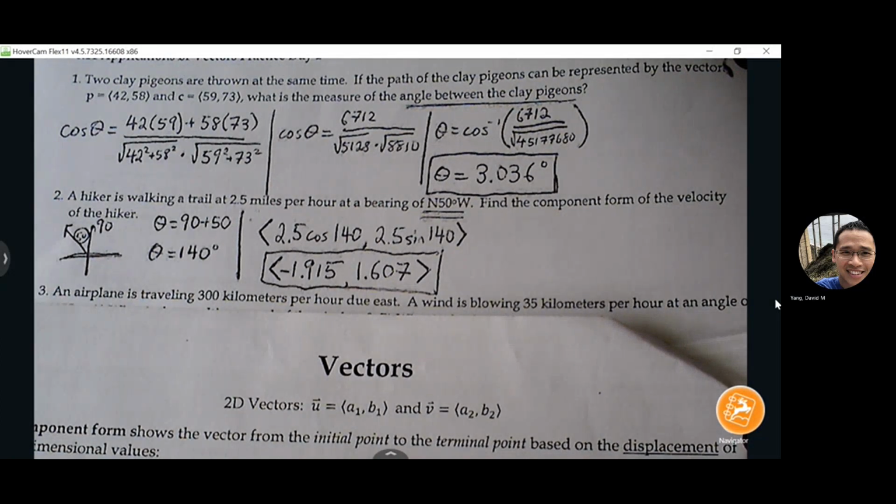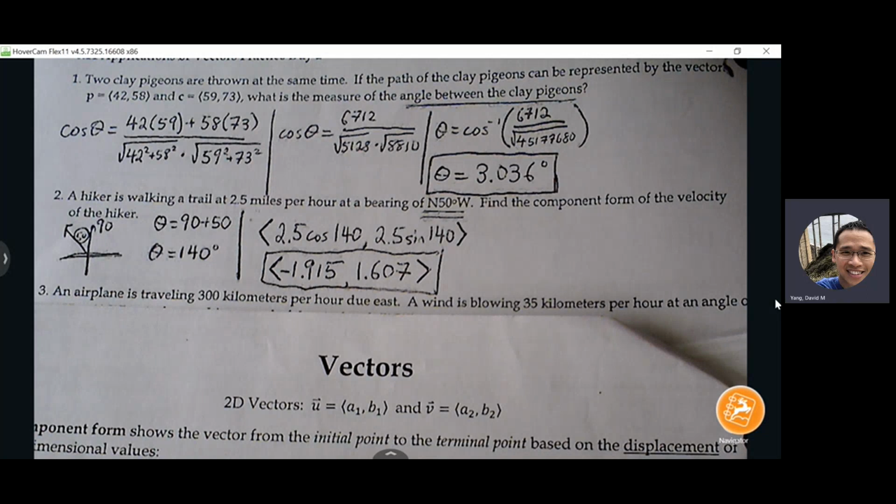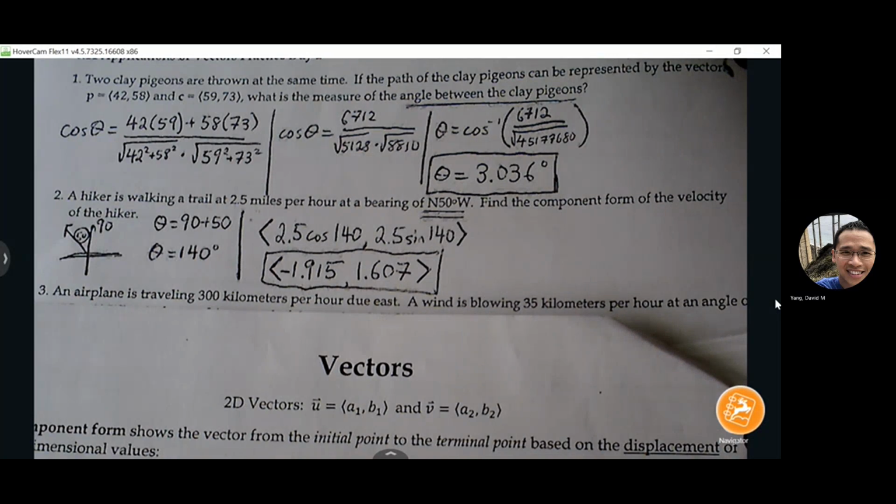Number one is just similar to the one that you just did on the previous page. We just use our formula for the angle between vectors. Number two, you have your magnitude, you have something related to direction, but it's north 50 degrees west. So that means you're starting at 90 degrees and you're going to the left, you're going 50 degrees west. So 90 plus 50 is 140.